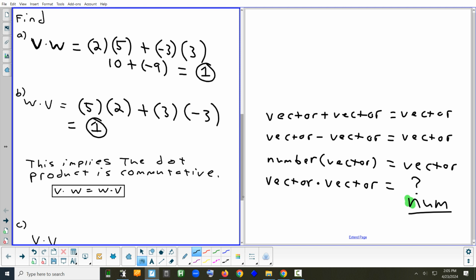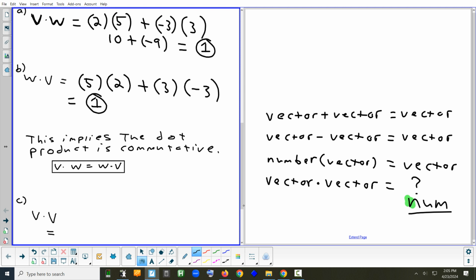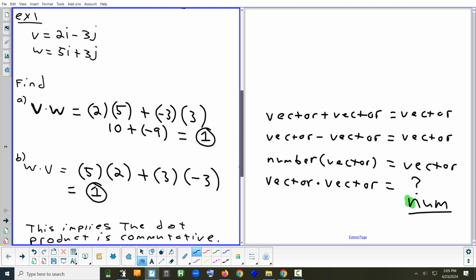All right. And let's try another dot product, v dot v. So you're basically pretending like you're dotting v with another vector that's exactly the same numbers. So what would be the calculation for v dot v? Yep. 2 times 5 plus 2 times 5.